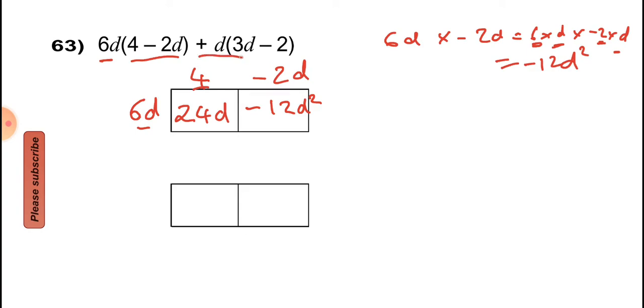Then we've got plus d, which is a positive, so if you want to, you can write plus d like that, and then 3d minus 2 on the top. So positive d times 3d is the same as saying d times 3d, which is 3d square, and then d times minus 2 is minus 2d.